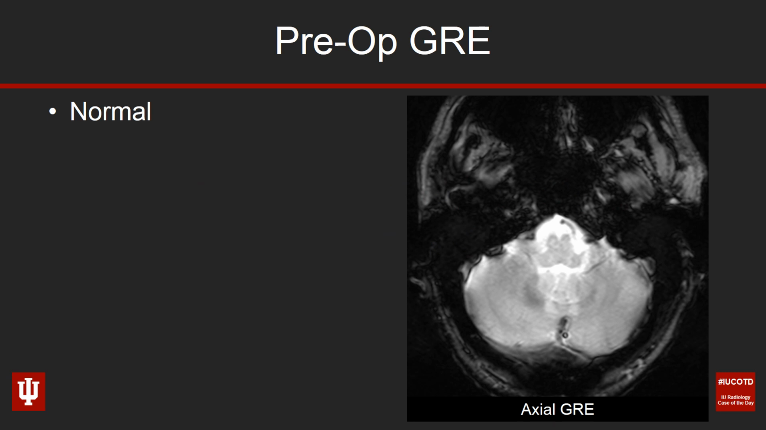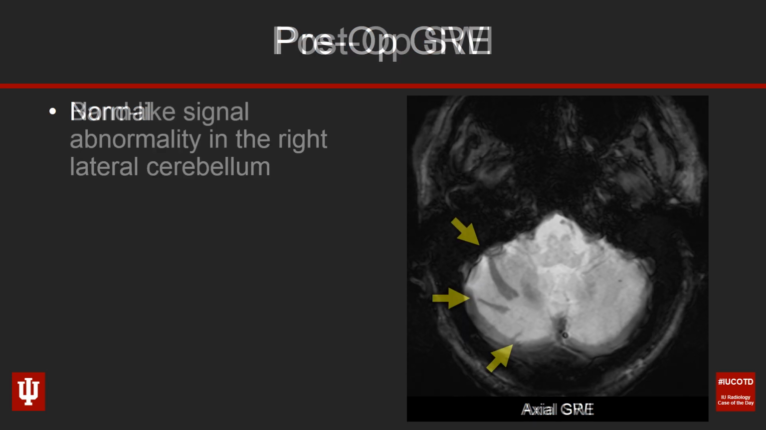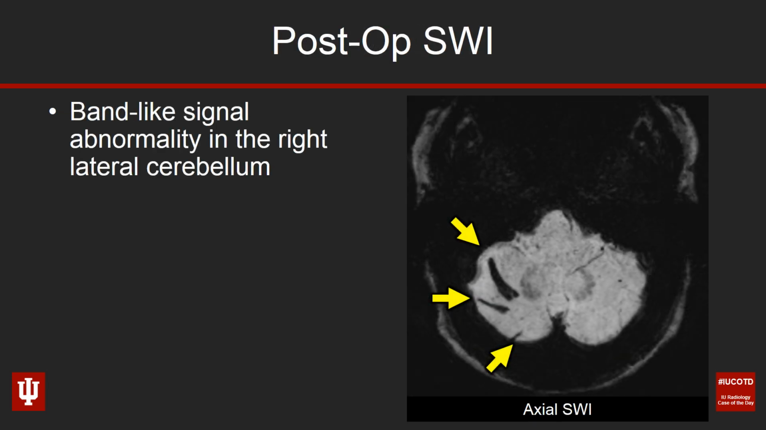Okay, let's first start by looking at that pre-op image. This again was a GRE in the axial plane through the posterior fossa. Let's cut to the chase here. This is normal. There's nothing wrong with the cerebellum or the posterior fossa structures seen on this image. Okay, so now let's look at this post-op image.